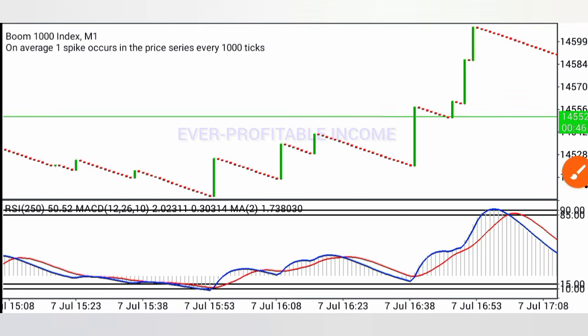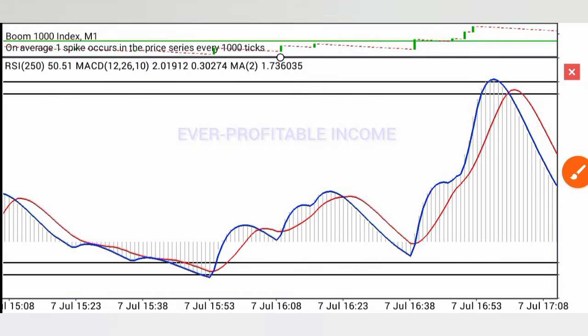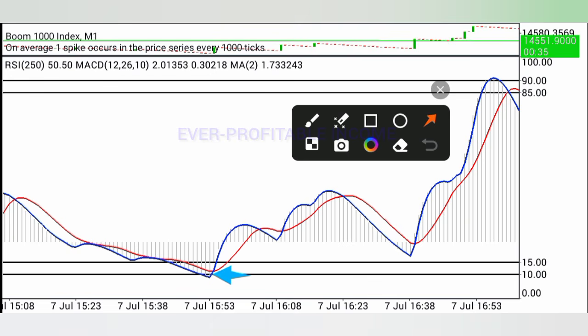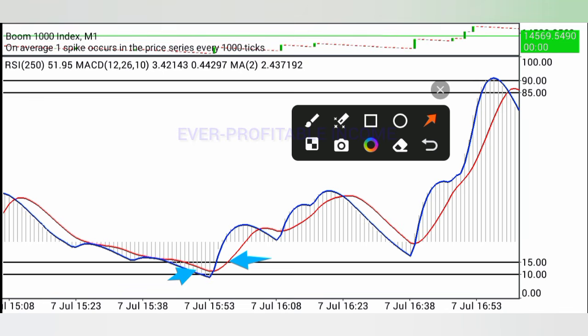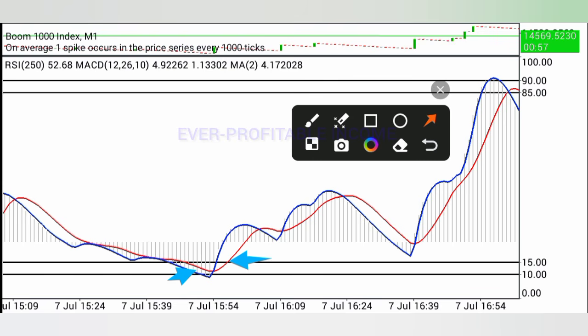Let me increase this window. So the moving average should touch level 10, while the MACD will not always touch level 10, but it often touches level 15 or between level 10 and level 15. That is exactly what we have right here. The MACD signal is this red line, while the moving average is the blue line. The moving average touches level 10, and the MACD will go beyond level 15. You understand?